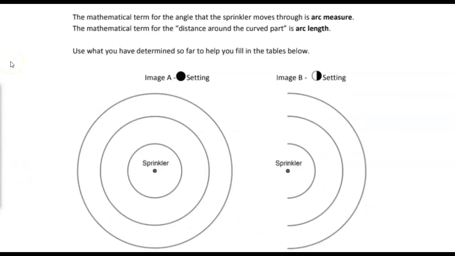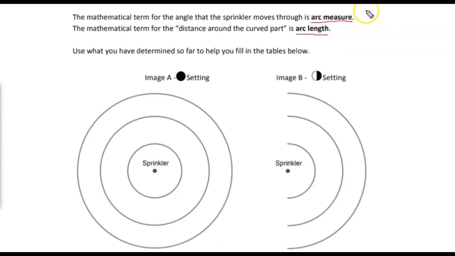Now, the mathematical term for the angle that the sprinkler moves through is arc measure. The mathematical term for the distance around the curve part is arc length. So this is going to be a place where we really need to focus on vocabulary and where the English language sometimes gets us into trouble. Arc measure and arc length to a lot of people from an English standpoint sound like the same thing. We're using words that mean the same thing, but in math they mean something very different.